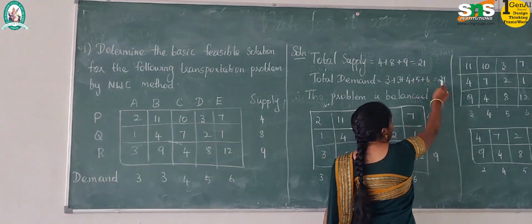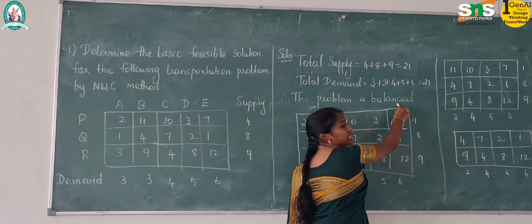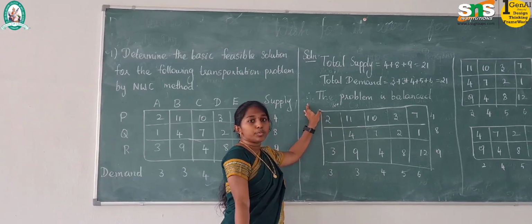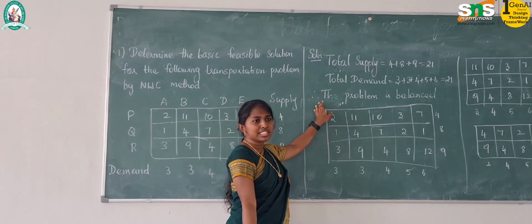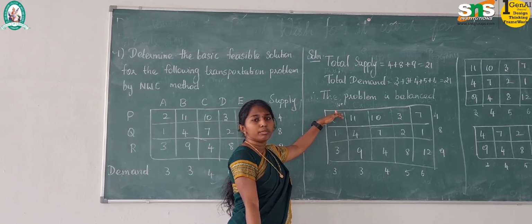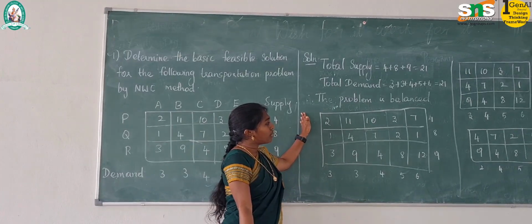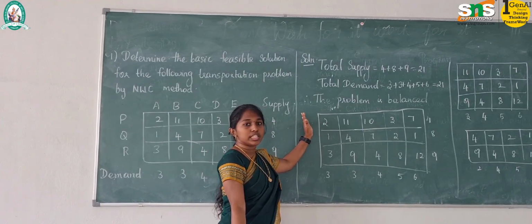If both values are the same, we say the problem is a balanced transportation problem. If it is balanced, we are going to proceed with the problem. If it is unbalanced, we will convert that problem into a balanced one, then proceed. But in this case, the problem is balanced, so we are going to proceed.